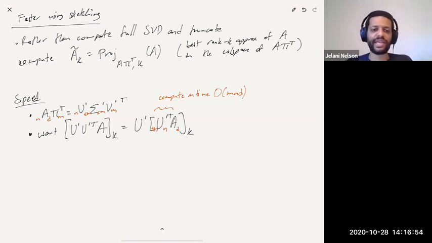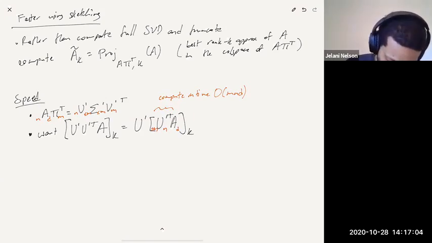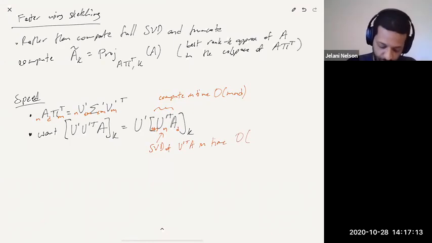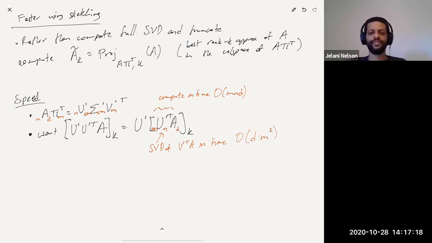And then now I need to take the best rank K approximation of this matrix. And for that, one way to do it is to compute the SVD of U prime transpose A. So I can compute the SVD of U prime transpose A in time O of dm squared. Okay. And then I'm not gonna multiply everything out at the end. I'm just gonna output the decomposition as my output.